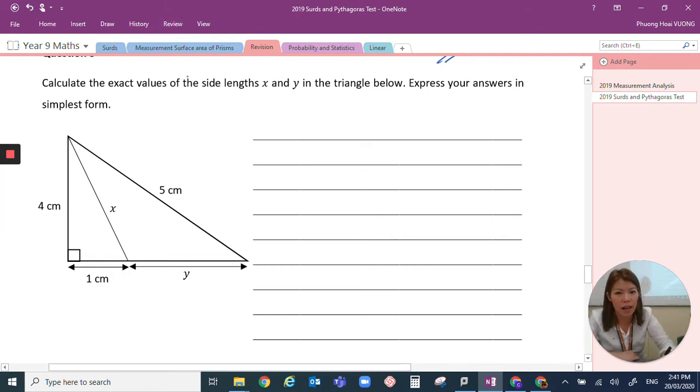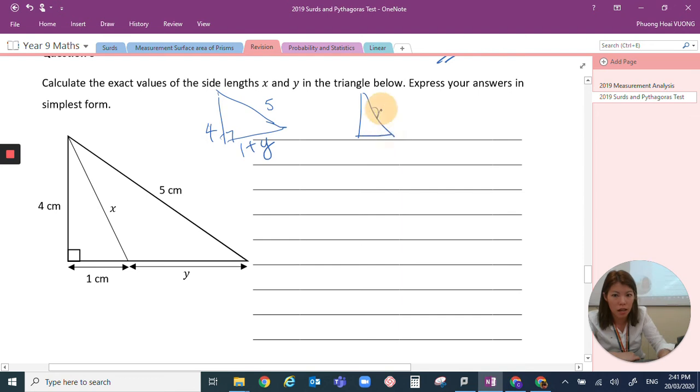Calculate the exact values of the side lengths x and y in the triangle below. Express your answer in simplest form. So we notice that we have two triangles. The first triangle being a 5, 4, and 1 plus y. And from that, we can also see the other triangle, which is x, 1, and 4.